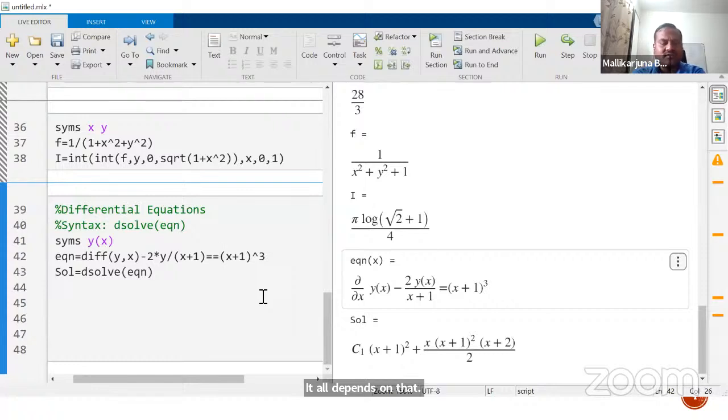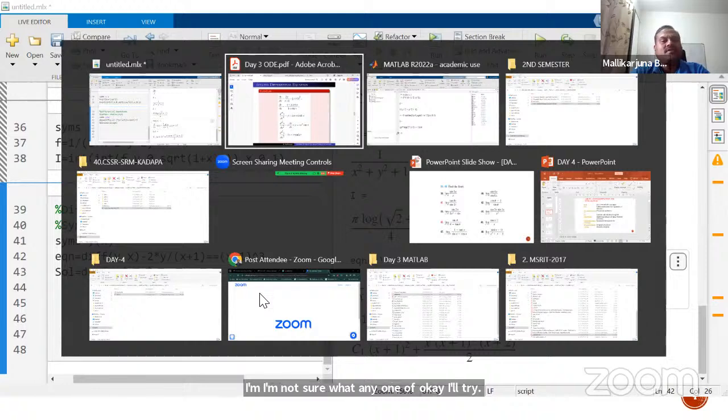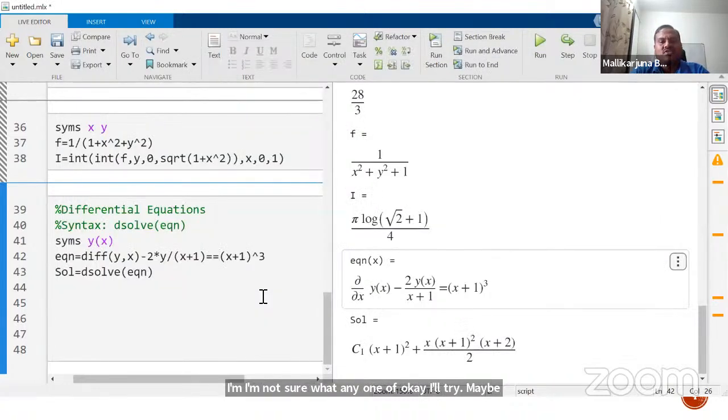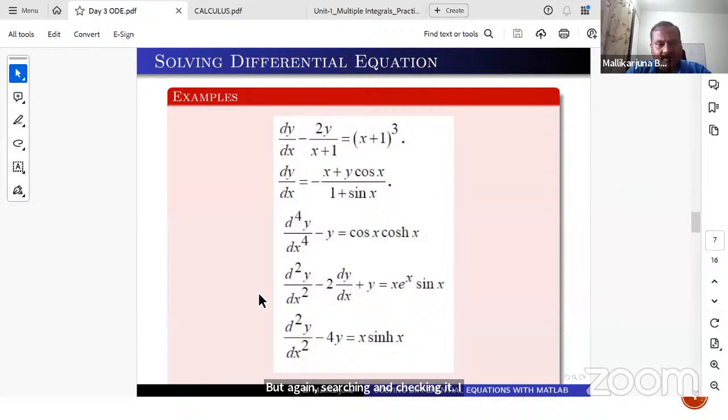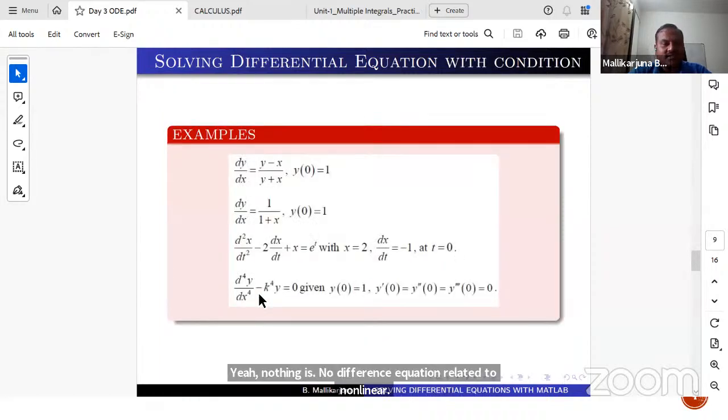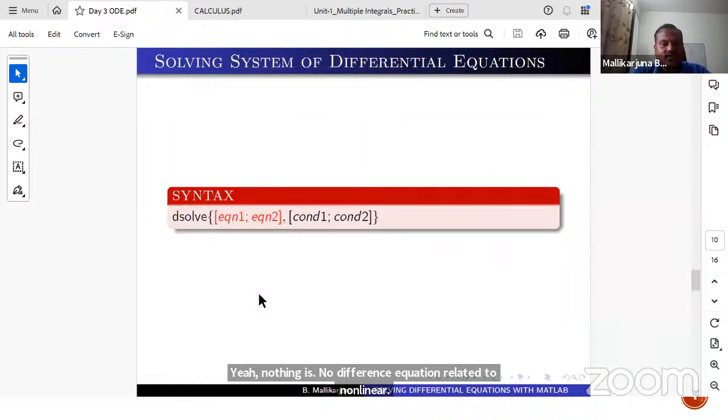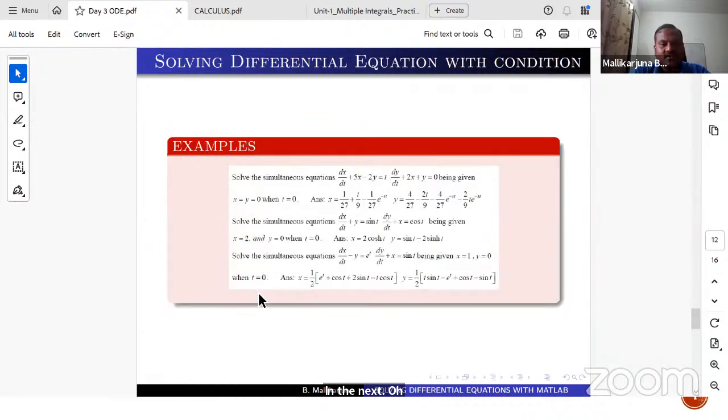I'm not sure, but I'll try. Maybe just give me any one of the problems, then you can try. If he's not getting it, then forward it to me by searching and checking again. I didn't list it here, I think. Yeah, there is no differential equation related to nonlinear. In the next also not. Oh, okay, I took only that.